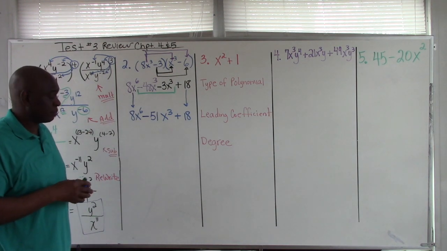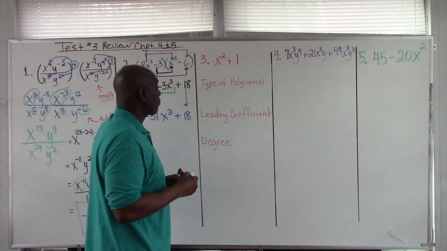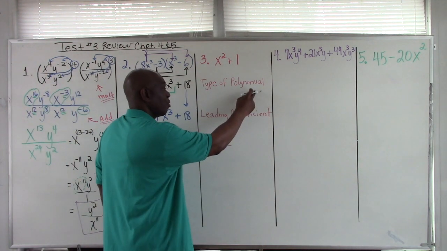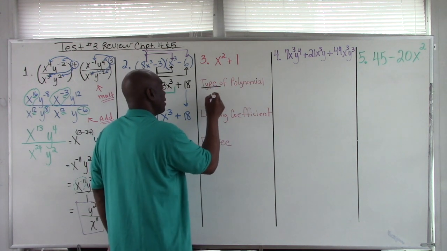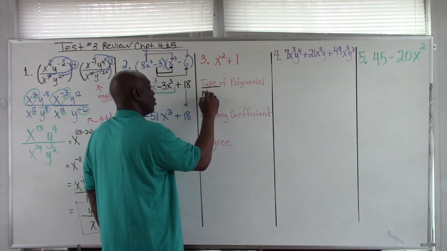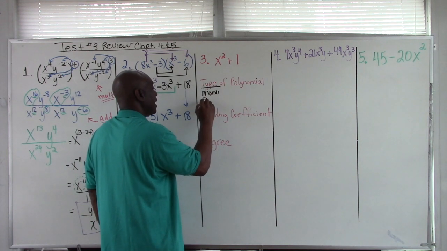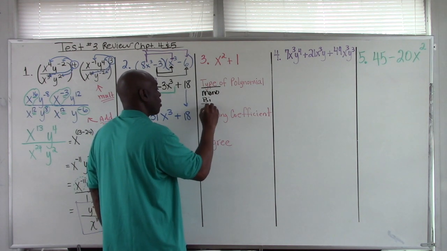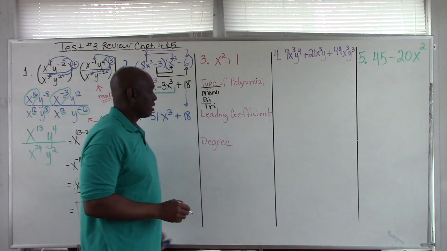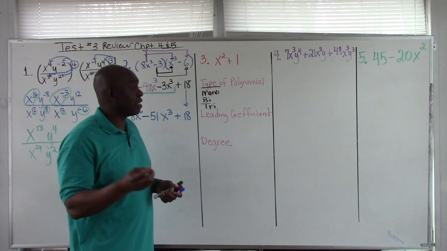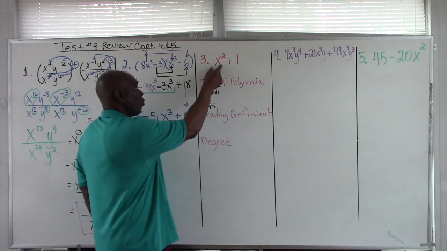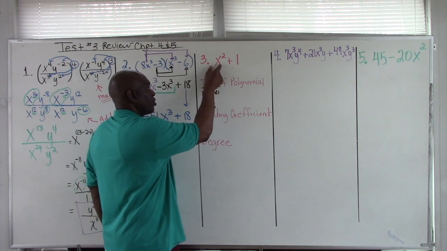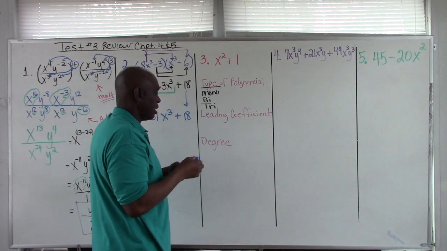Number 3. What type of polynomial is this? What's the type? Is it a monomial? Is it a binomial? Or is it a trinomial? In other words, is it one term, 2 terms, or 3 terms? Count it and see. 1, 2. There are 2 terms here. So it is a binomial.